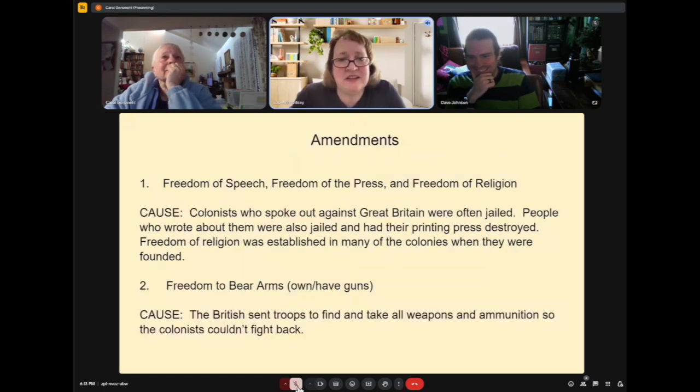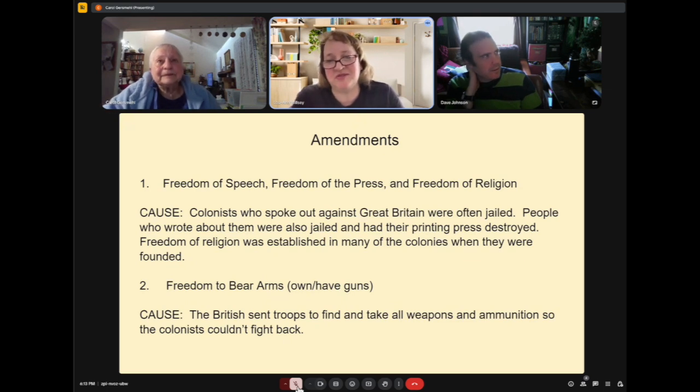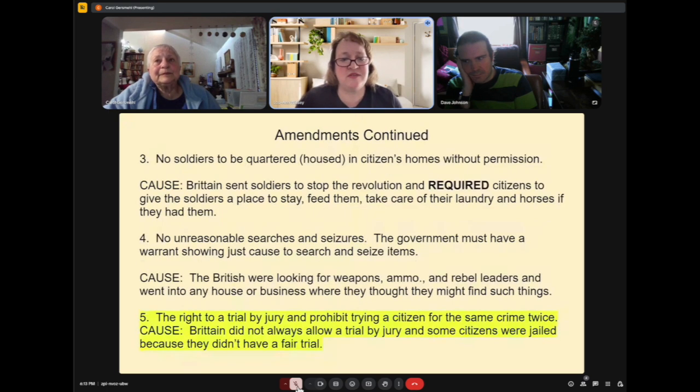I just added this about the amendments. The preamble is the beginning, and then the amendments. And I just did the first 5 amendments, why we have them there, what Great Britain was doing, which is a little bit more history than probably fourth graders need to know. But why do we have them? Because Great Britain was not nice to us and they wouldn't let us have freedom of speech. They would burn or destroy presses. Freedom of religion was one of the founding reasons, the first colonists were here because of that. And so I do the first 5 amendments. 5 I have highlighted because I don't like the way it's written, so I've got to fix that.